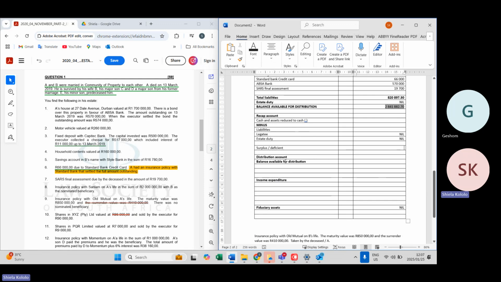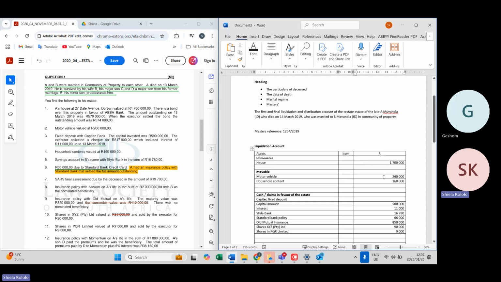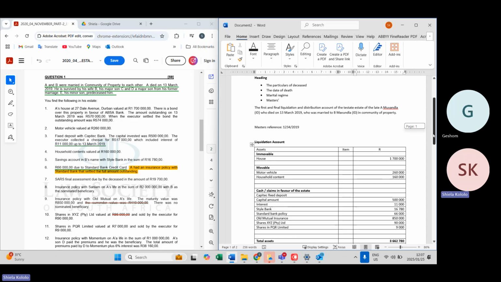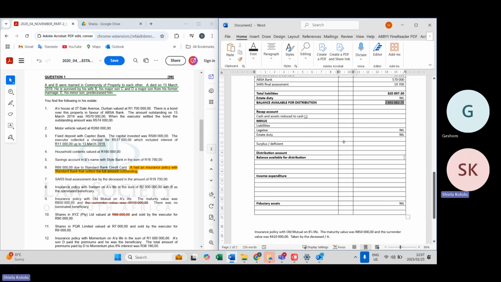Once you start your distribution account, you are taking this amount. You just bring it down here. You see? And then now you are going to be distributing. We are distributing what? We are distributing the house, the movable content, as well as what we got from our cash recap, the money that is remaining from here after paying our liabilities. Then we know that, okay, this is what we are distributing.